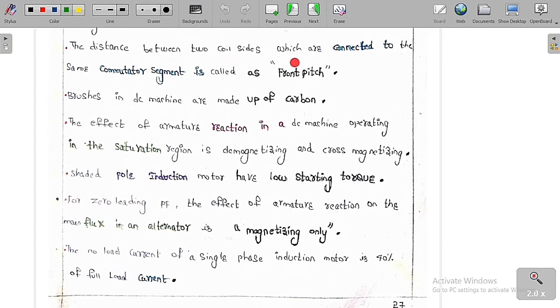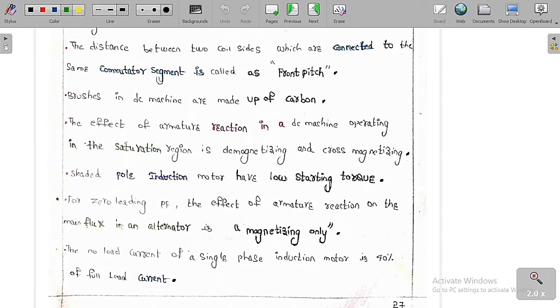The distance between the two coil sides which are connected to the same commutator segment is called the front pitch, whereas the distance between the two coil sides which are connected to the overhang is called the back pitch. So whenever the back pitch is greater than the front pitch, that is, yb greater than yf, it is called progressive winding, and whenever the back pitch is less than the front pitch, it is called retrogressive winding. I have already told you these important concepts.